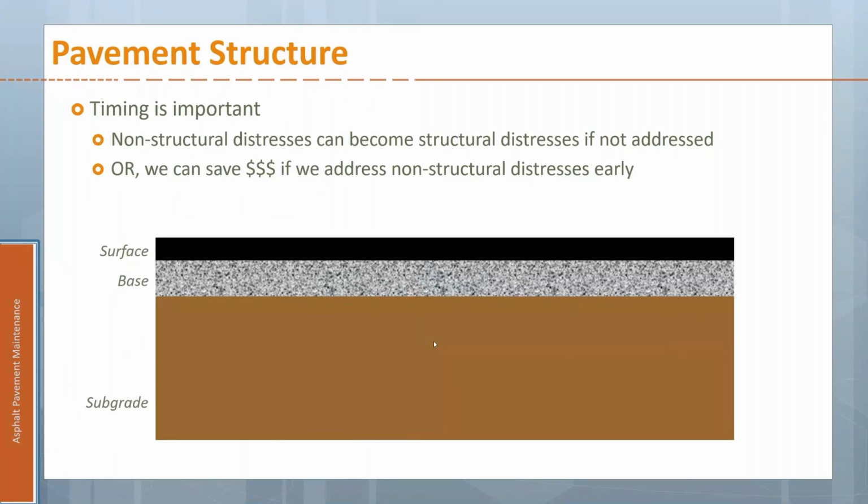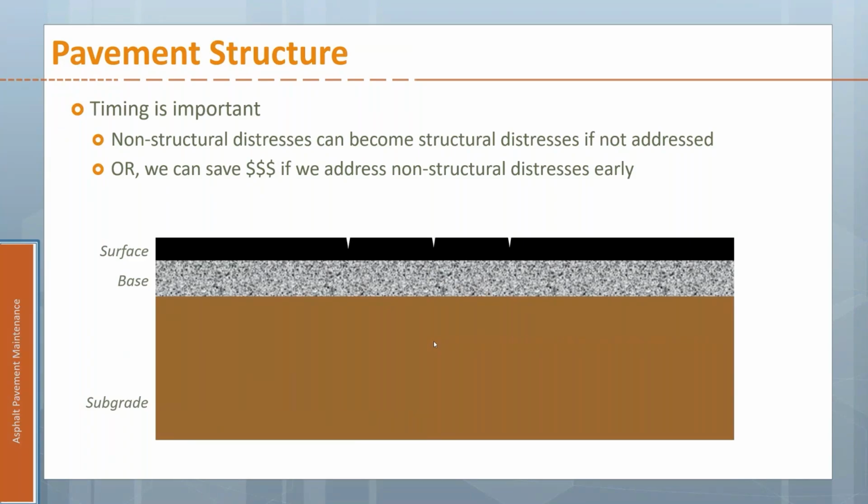So with our pavement structure, timing is very important. We hope that the distresses that we see are going to be limited to non-structural type failures. Those are the ones that are limited to the top section. And if we can fix them in a timely manner, then that's great. That is the cheapest way to address that for the most part. But those non-structural problems, if we don't do something about them, they're going to let air and water get down into the pavement structure, and eventually they're going to become structural problems. So if we wait too long, it's going to cost us a whole lot more money.